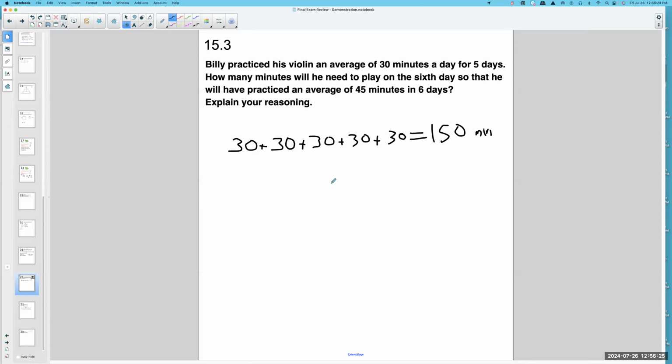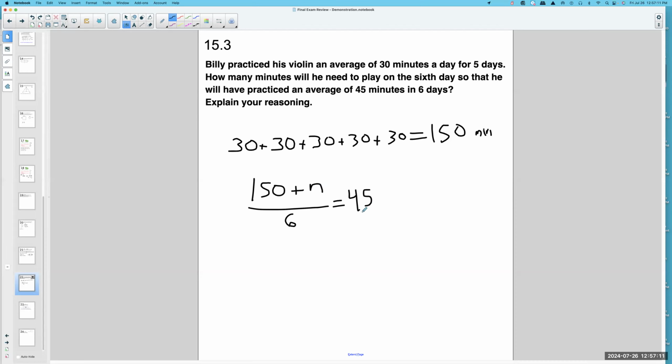Now, I want to practice some amount of time on that 6th day. So I'm doing my 150 minutes already, plus something, don't know how many minutes on that 6th day. But when I divide by 6, right, because I want an average after that 6th day. So these 5 numbers, this is instead of writing 30 plus 30 plus 30 plus 30, I've just written the 150. But remember, this is 5 days plus a 6th day divided by 6. I want to end up with an average of 45.